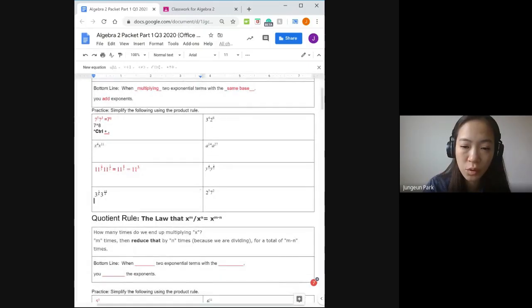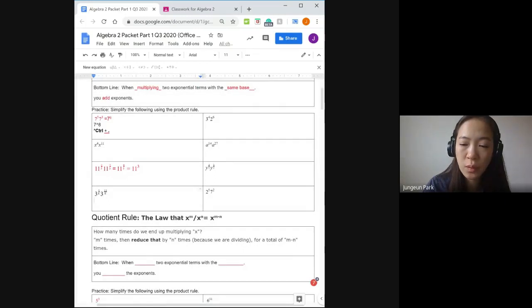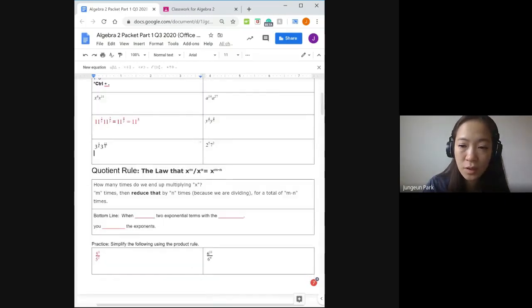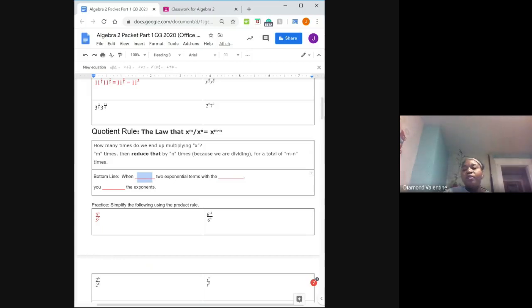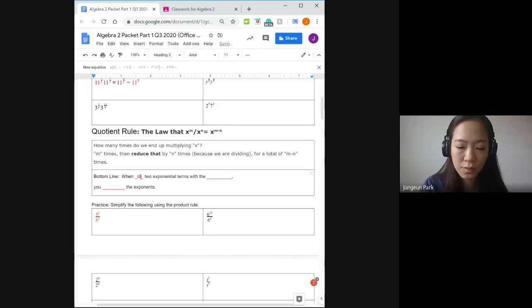We're going to move on to the quotient rule. Now, quotient rule is when you divide. X to the mth divided by x to the nth is equal to x to the m minus n. So what should I put here when we do what? We're not multiplying. What are we doing here? X to the mth power and then what? When you divide. Right, very good.